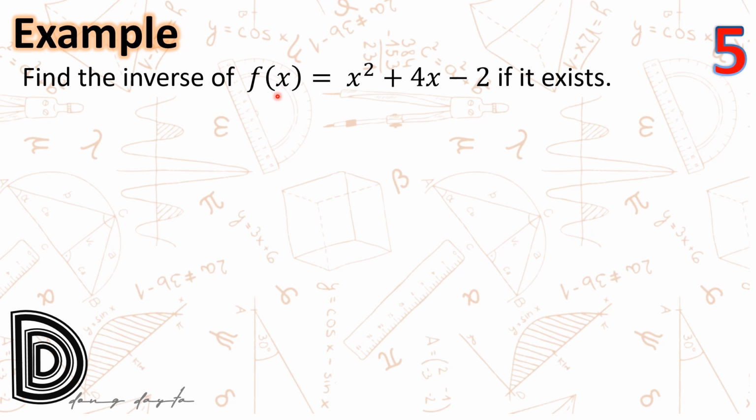So if we remember the horizontal line test, if we apply the horizontal line test to that parabola that opens upward, there will be instances where the horizontal line will touch the graph at more than one point. So this is not a one-to-one function. If this is not a one-to-one function, the inverse of f of x equals x squared plus 4x minus 2 does not exist.